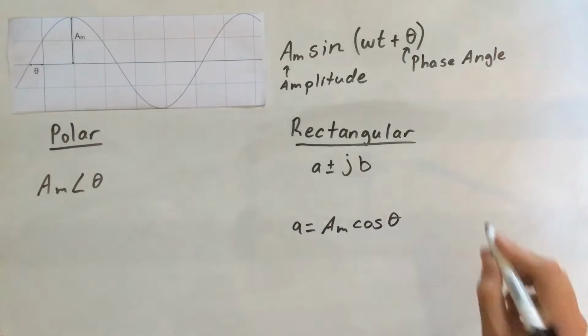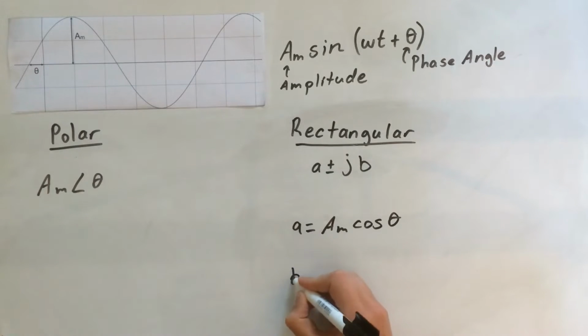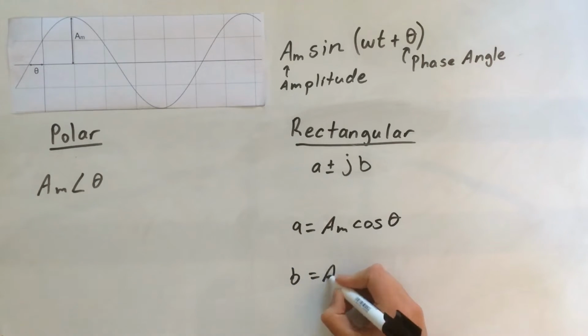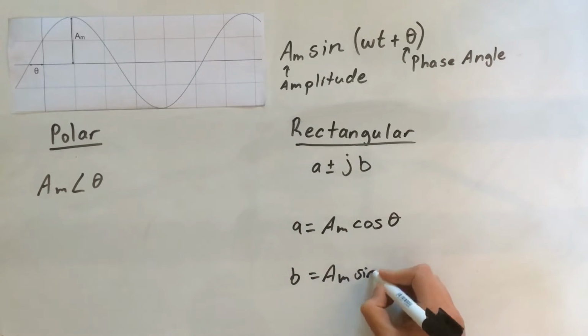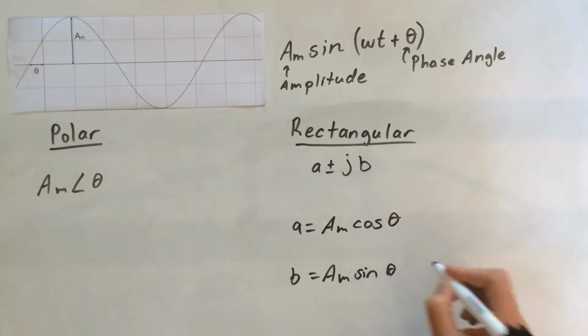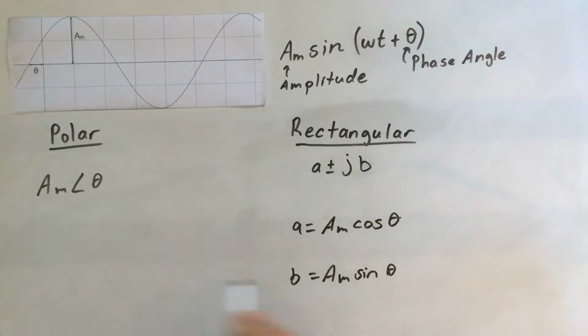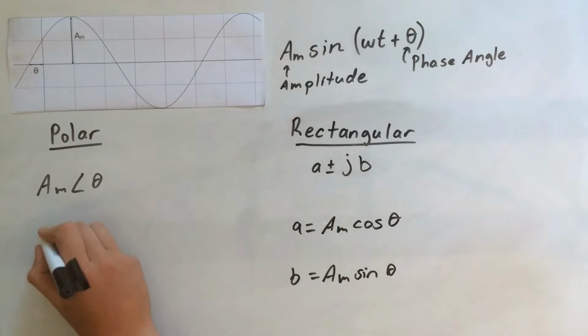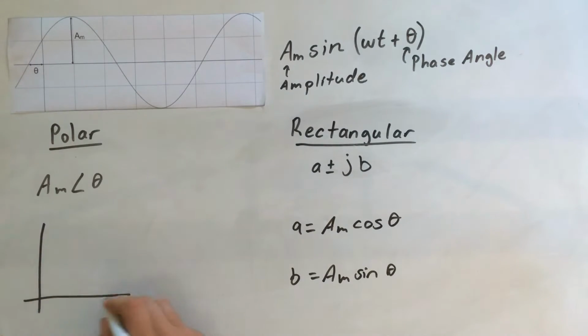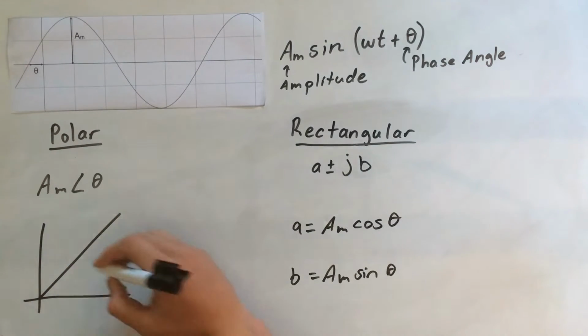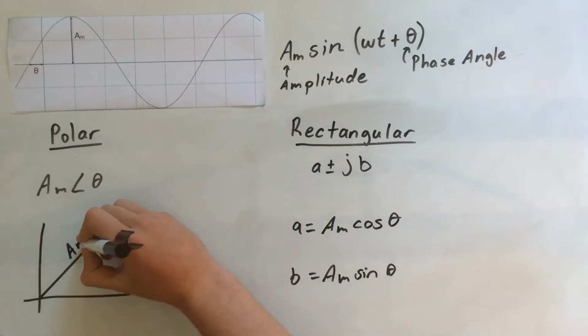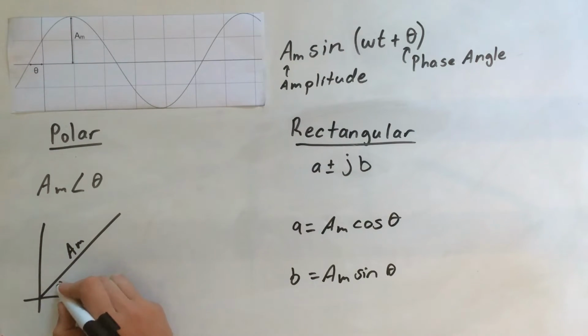times cos of the phase angle, and B is the amplitude times sine of the phase angle. Now we can see that these forms are equivalent if we have a look at the graph of the polar form, which is just a vector of length AM at an angle theta from the positive x direction.